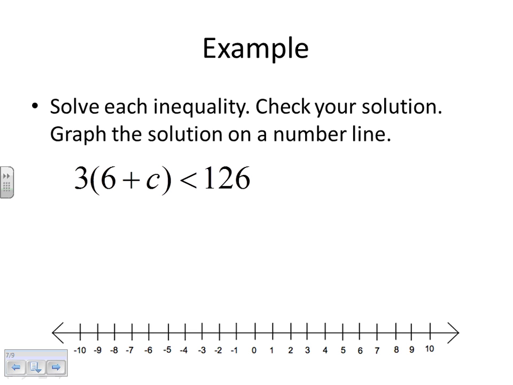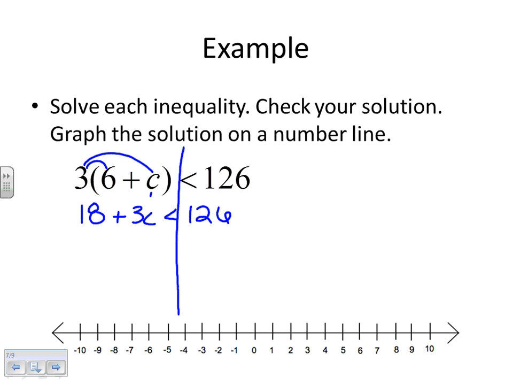All right, here's another example where we are having parentheses. Now this parentheses, we want to eliminate those first. So how do we eliminate those with equal signs? We did the distributive property, which is going to be exactly the same as we're going to do with inequalities. So first of all, you want to distribute here, so we get 18 plus 3c is less than 126.